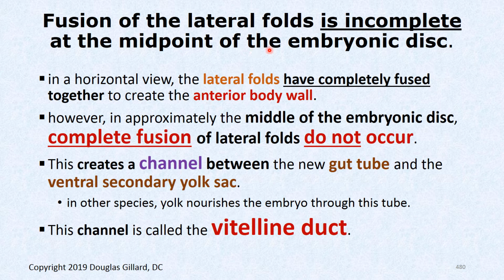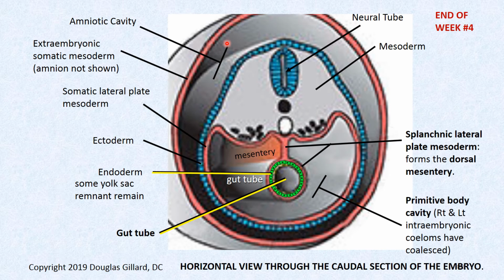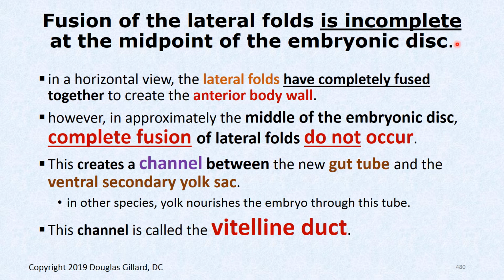Okay, the fusion of the lateral folds, as I mentioned. So this is everywhere except the very center of the embryonic disc. It doesn't look like this. So at that center point, fusion is incomplete. The lateral folds have come close, but they've left a tube communicating with the yolk sac and the midgut, and that's called the vitelline duct. Complete fusion did not occur. It will occur eventually, but not for quite a long time.